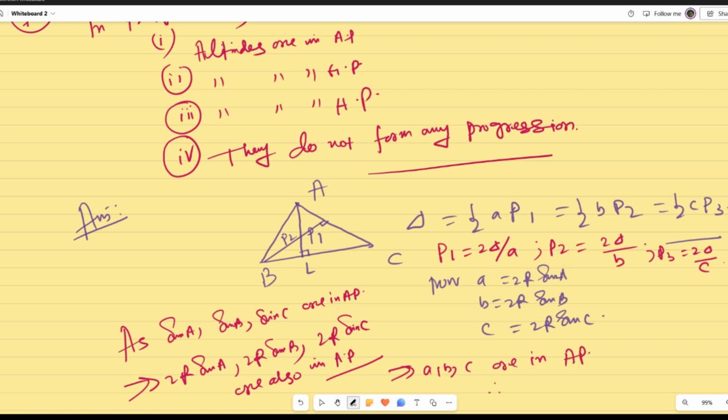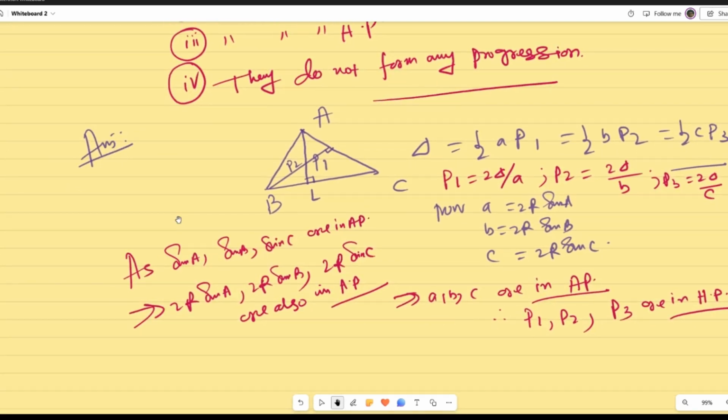Therefore, P1, P2, P3, they in AP means the reciprocals are in HP. So they are in HP. Here, done. So if A, B, C are in AP, then this is true, that P1, P2, P3, these altitudes are in HP.